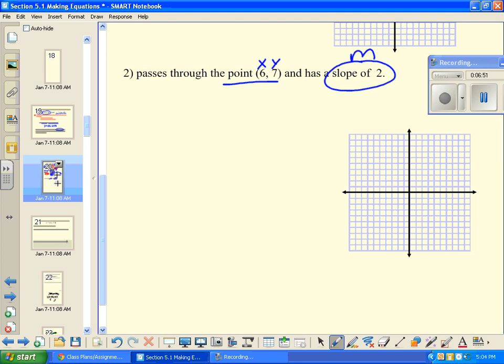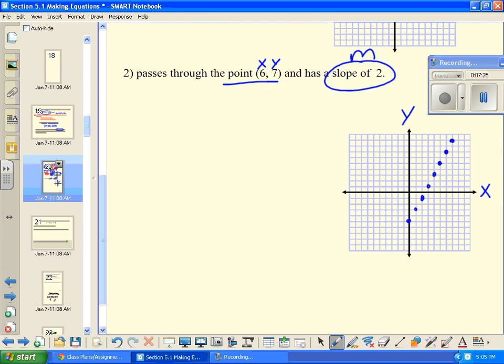Well, again, one way you could do this problem is you could just plot the point 6, 7, and then figure out a slope of 2 and work backwards on the graph to see what your y-intercept would be. So let's see, 6, 7, 1, 2, 3, 4, 5, 6, 1, 2, 3, 4, 5, 6, 7. Here's the point 6, 7. A slope of 2 would be like up 2 and right 1. Or if I'm going to think backwards so I can hit the y-axis, I can go down 2, left 1. So I'm going to repeat that over and over until I hit the y-axis.